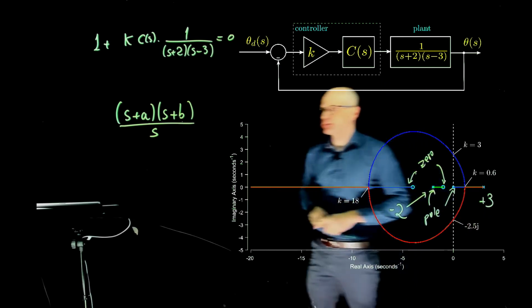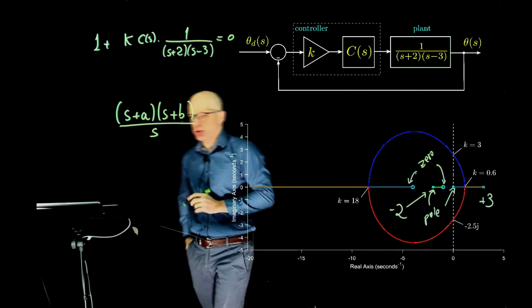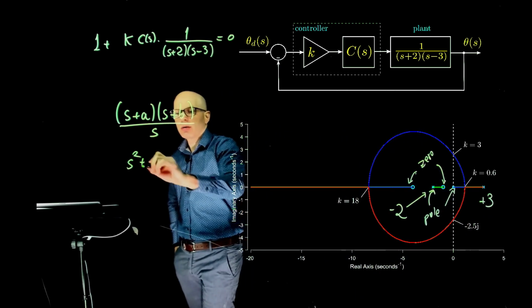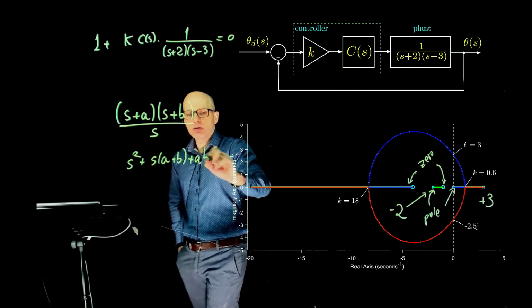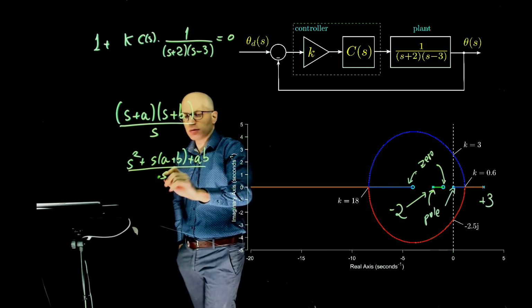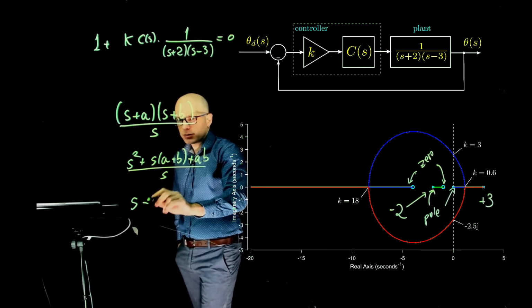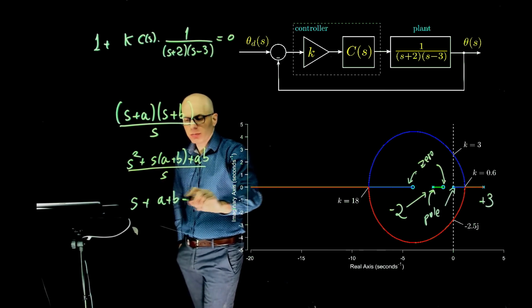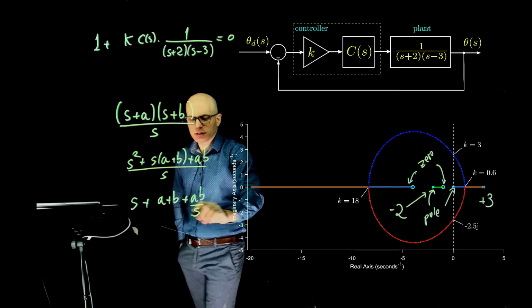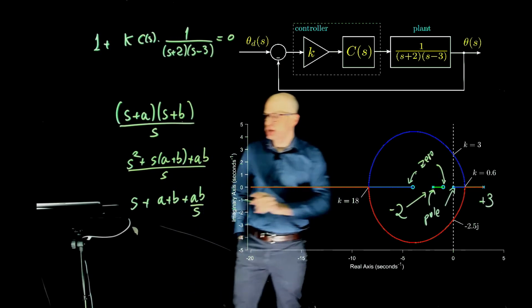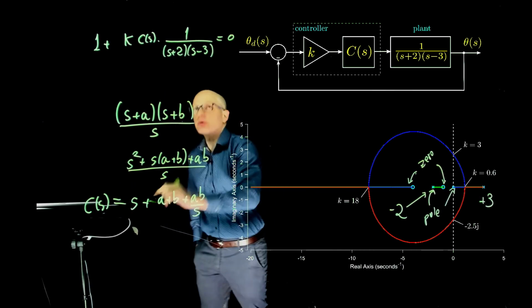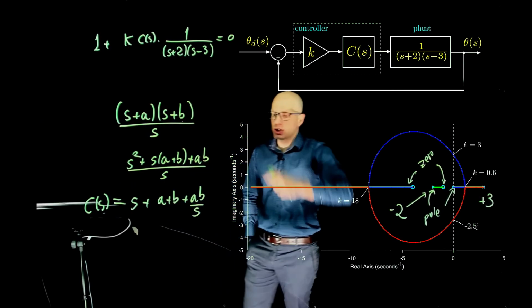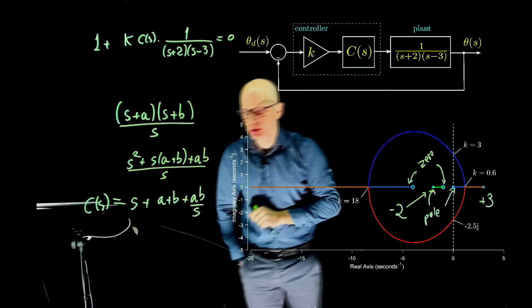So what is this equation here? This is s squared plus s times (a plus b) plus ab, all divided by s, which is s plus a plus b plus ab over s. This appears to be C of s. All, of course, now multiplied by k, and k changes. What type of controller would this be?